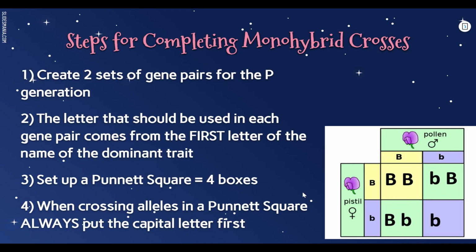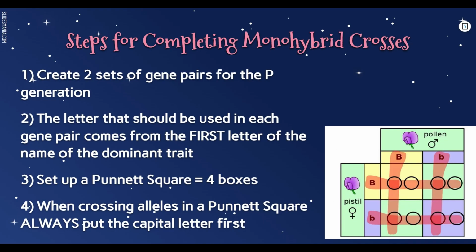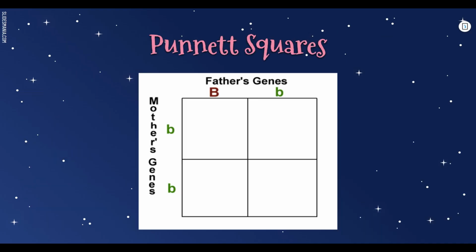To set up a Punnett square, you need these four boxes right here. And when crossing alleles in a Punnett square, always put the capital letters first, right? That's why we have the big B, little b, big B, little b. So basically, we're just making these four boxes, and outside of the boxes you put one parent here and one parent here. And that's what we have, right?